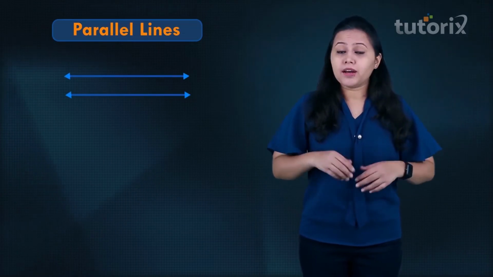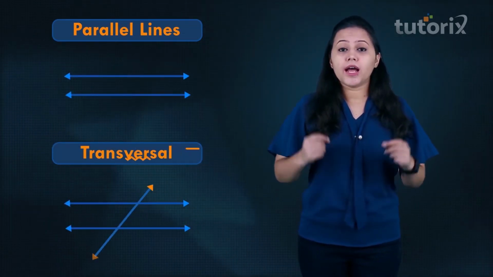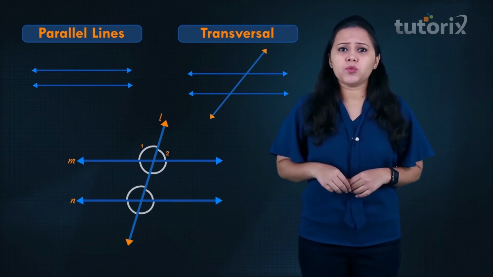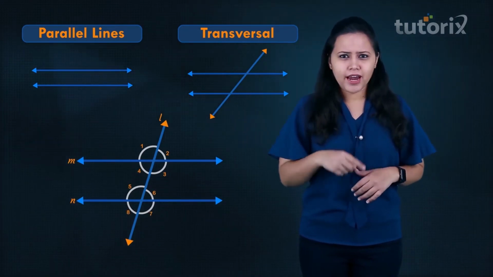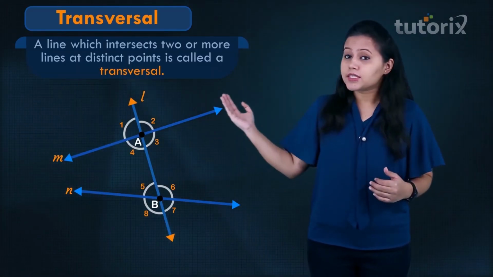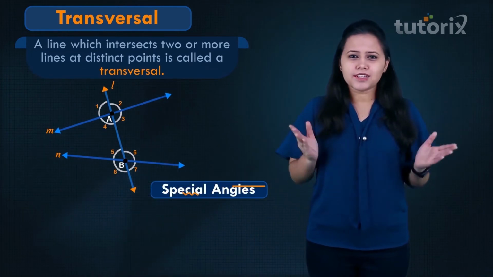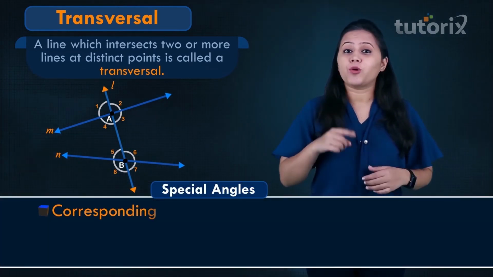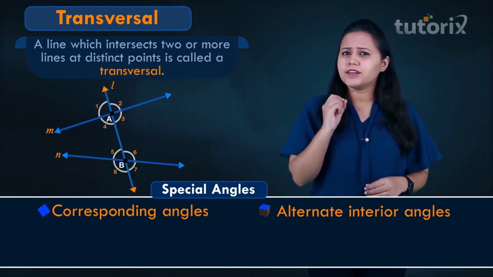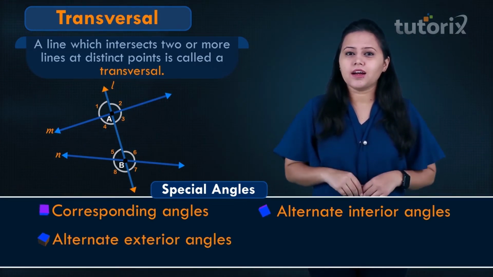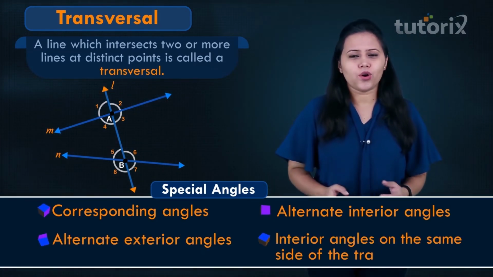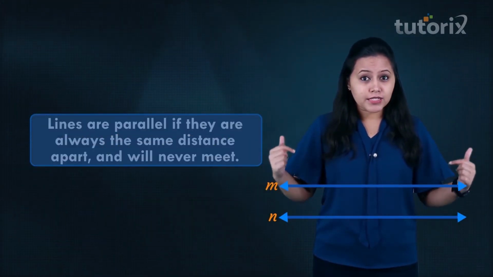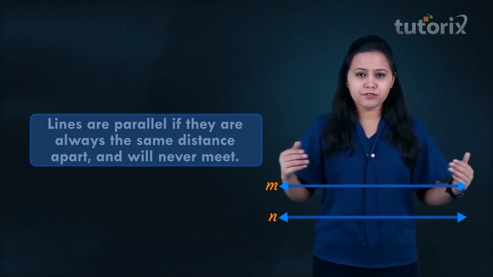Hi guys, welcome to another amazing video of this chapter. You already know about parallel lines, transversal, and the relation between the angles when a transversal intersects parallel lines, right? When a transversal intersects two lines, some special angles are formed. They are corresponding angles, alternate interior angles, alternate exterior angles, and interior angles on the same side of the transversal. We know that lines are parallel if they are always the same distance apart and will never meet.